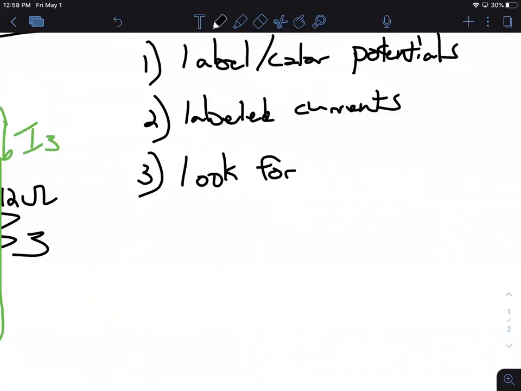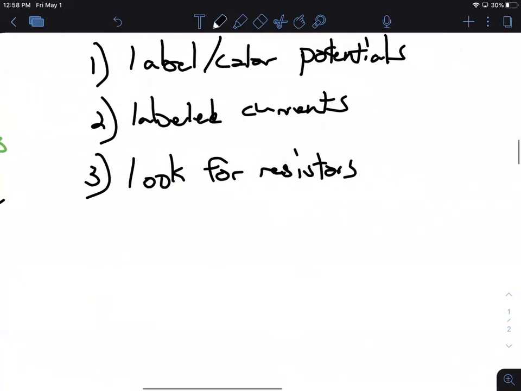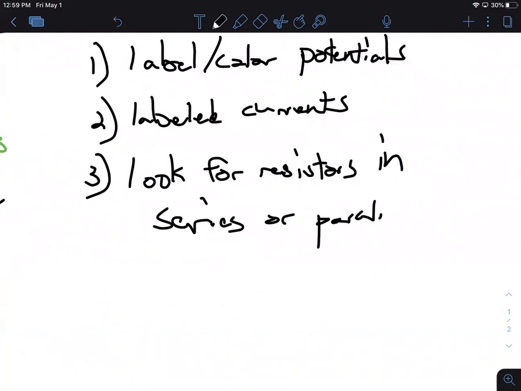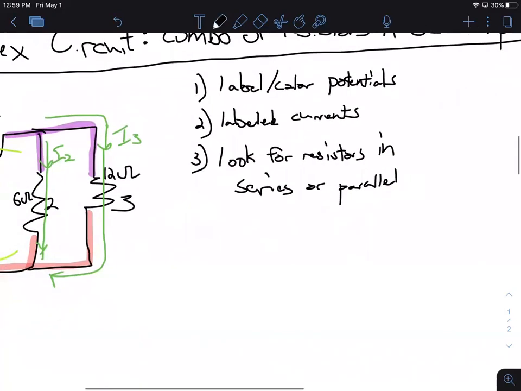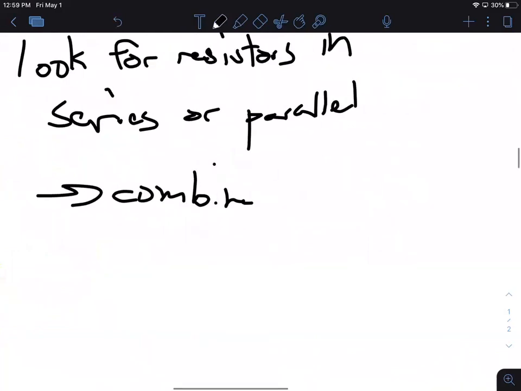Look for resistors in series or parallel, using our rule that if they're same current, they're in series, same delta V, they're in parallel. Then we're going to combine them into equivalent resistors.